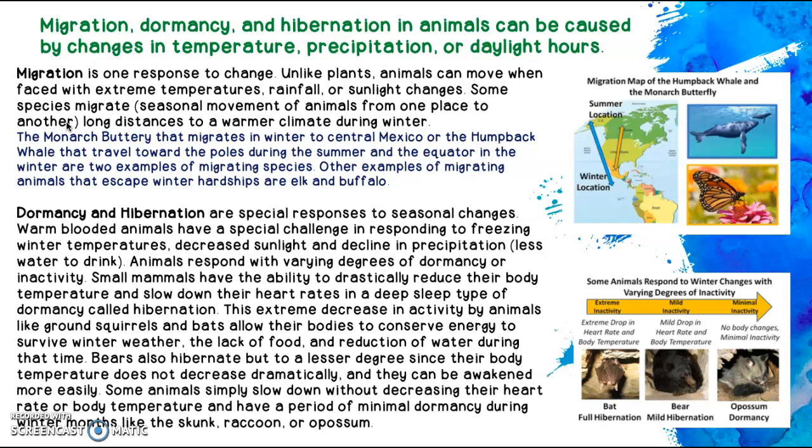The monarch butterfly that migrates in winter to central Mexico, or the humpback whale that travels toward the poles during the summer and the equator in the winter, are two examples of migrating species. Other examples of migrating animals that escape winter hardships are elk and buffalo. And you can see a little migration map on the right side of the humpback whale and the monarch butterfly.